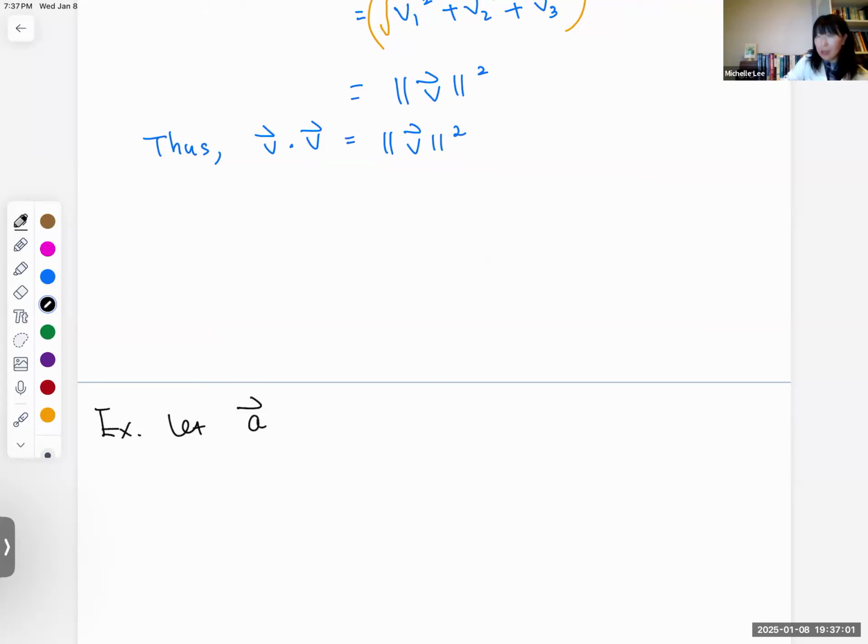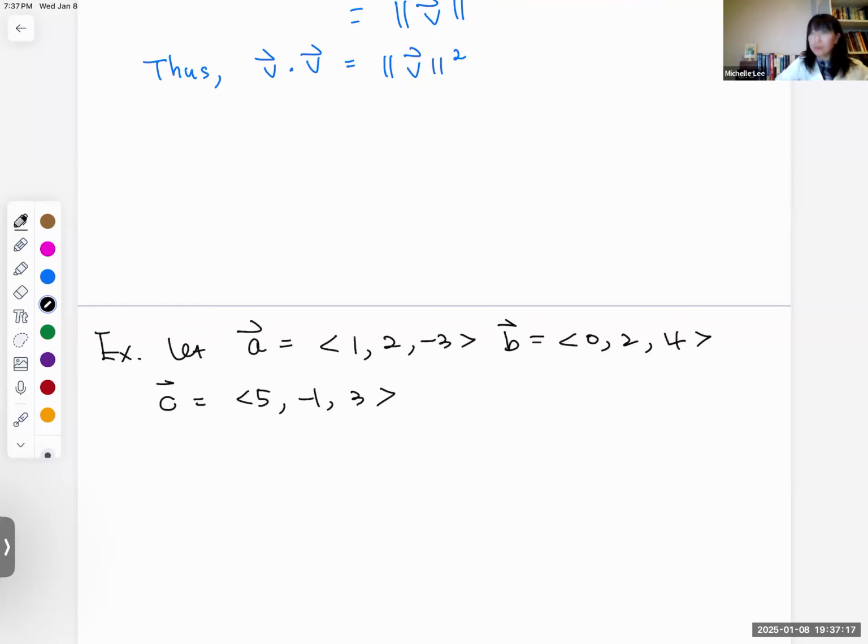Let vector a equal (1, 2, -3), b equal (0, 2, 4), and c equal (5, -1, 3). I don't want to use ABC, huh? Number one. So a dot product would be, and this is c. c is also a vector, right? Okay, let's do it.